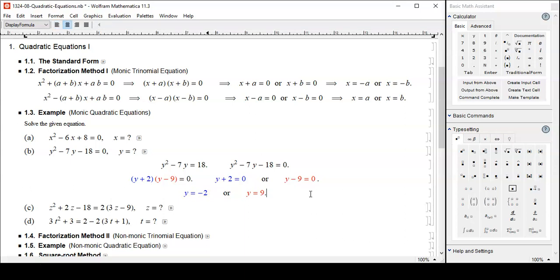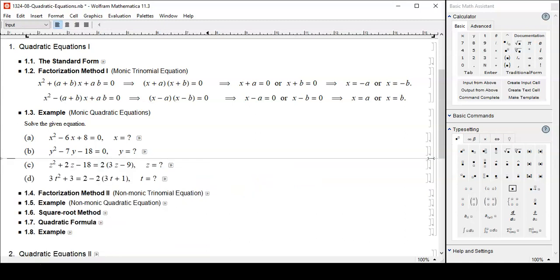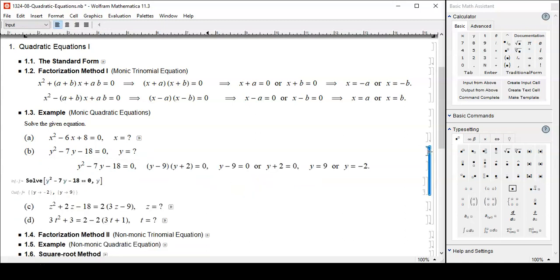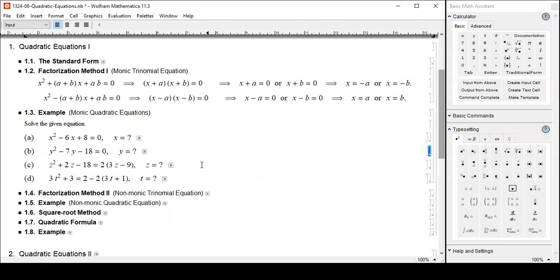Feel comfortable? Factorization method, and that should click. How to factor a monic trinomial: factors of the constant term adding up to the linear coefficient. And then, of course, we have to remember the right-hand side has to be equal to 0. Yeah, here's the solution. Okay, enough time for one more problem, I think.